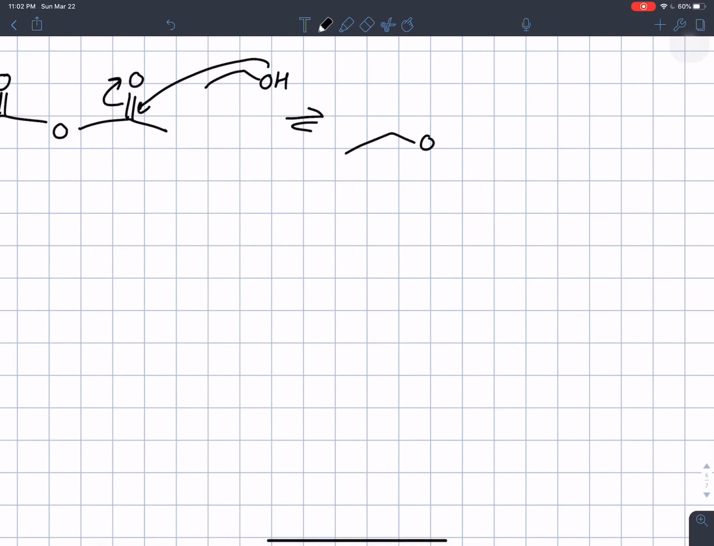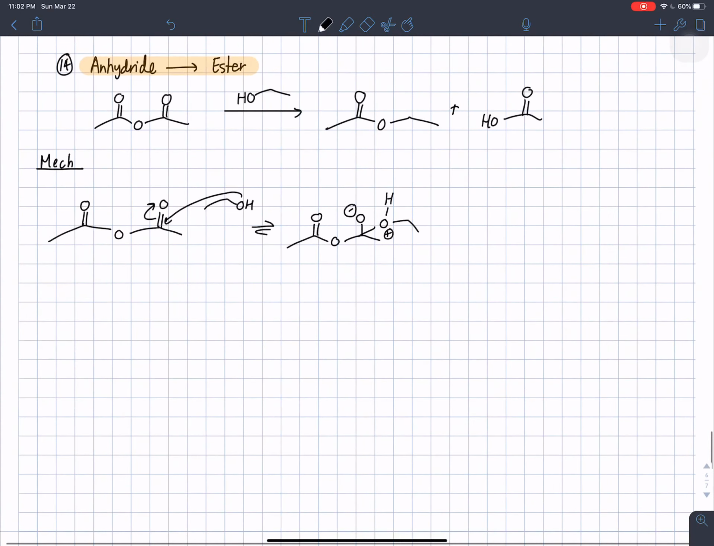We have O, O minus, OH, and ethyl plus. Okay, once you get that, you can use another one of the alcohols to take this H off.